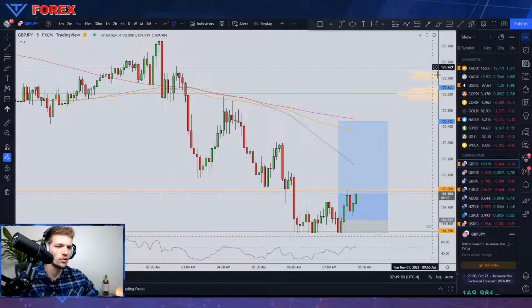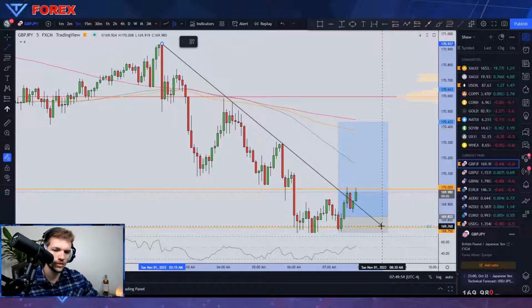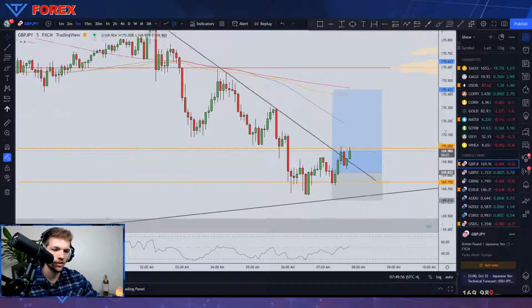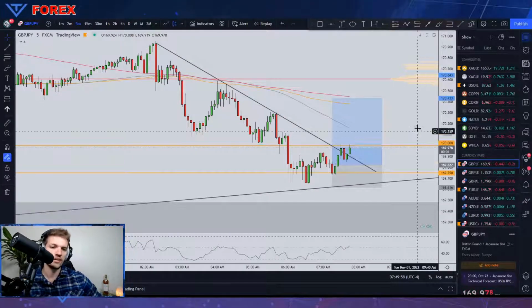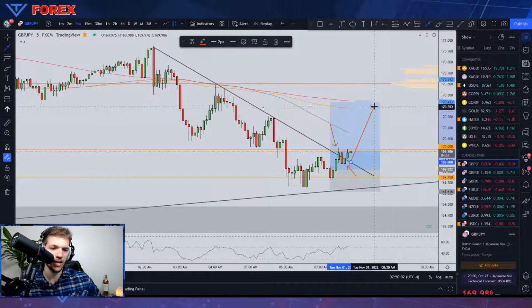Looking at temporary structure in here for the day, we did have this nice breakout of these descending highs, this trend line here. We had a nice break, retest, and now it looks like we could have a nice continuation on out.